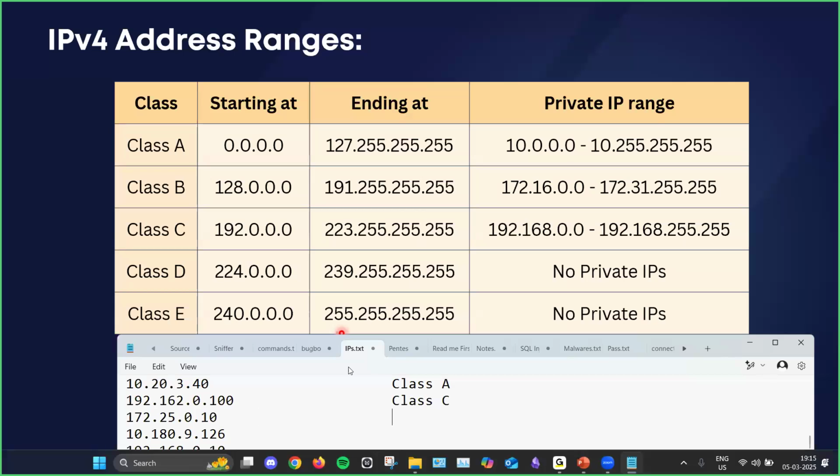Okay. Next one, 172. Where is 172 falling under? It's between 128 and 191. So this is class B. Okay. Now this is how you would categorize which IP belongs to which class. Now whether it's public or private.